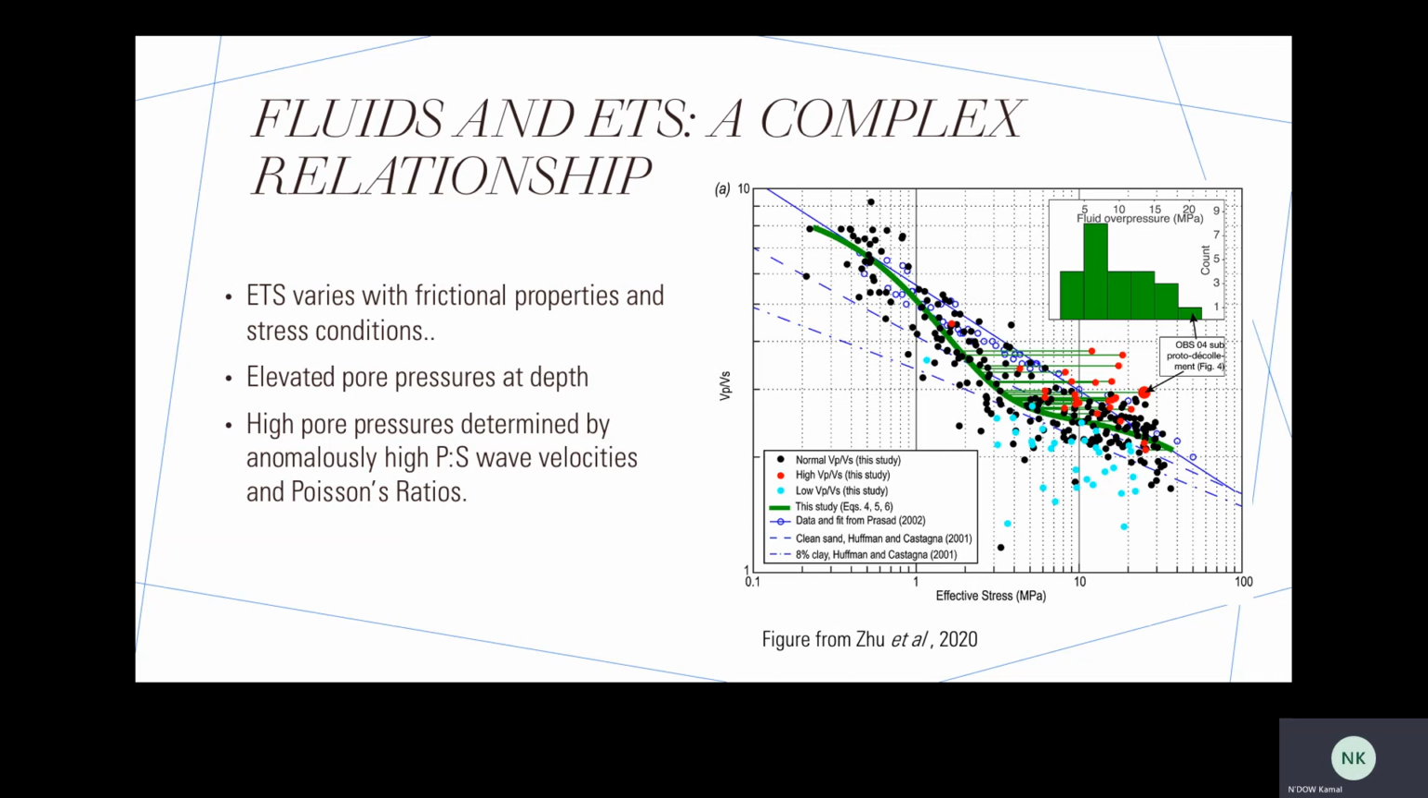This is shown in this very complex diagram from Zhu et al., where there's a lot going on here from this study where they focus more on basin sediments, but the key takeaway is the effective stress, which we'll come on to in the next slide, increasing with some scatter as VP to VS ratio decreases.